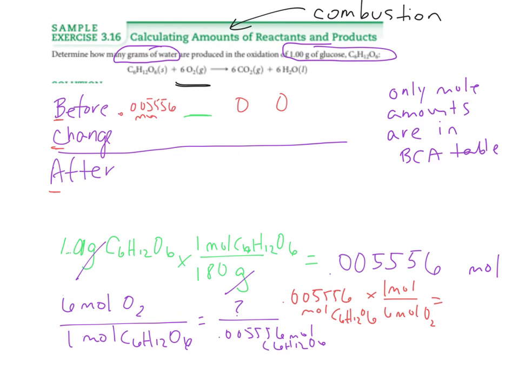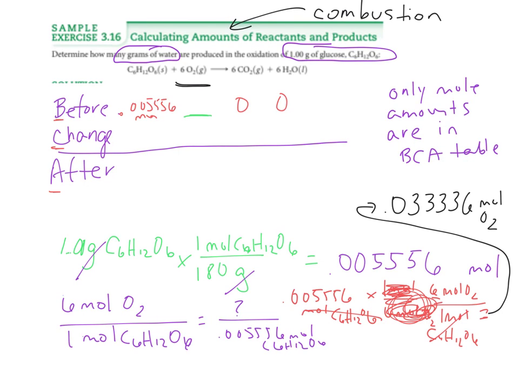Hopefully you caught this mistake. I wrote this backwards. Oh, darn it. The numerator has to be the 6 moles of oxygen, and the denominator is the 1 mole of C6H12O6. And then if we multiply, these will cancel, and we will need 0.03336 moles of O2, which I'll scribble in here.